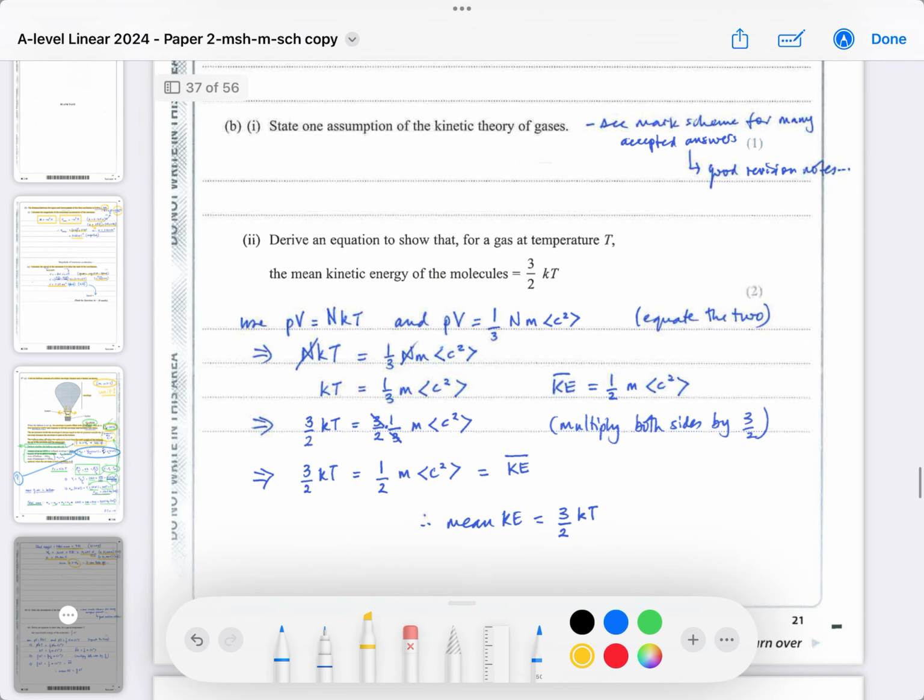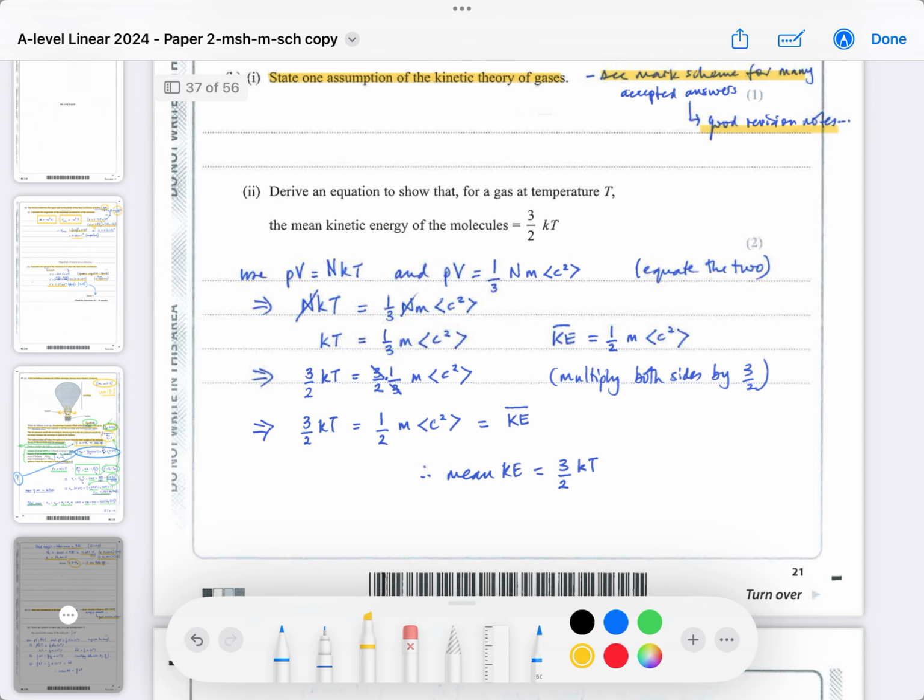Okay, it then says state one assumption of the kinetic theory of gases. You can have a look at the mark scheme because there are many accepted answers, and it's good revision notes. So we'll have a look at that afterwards. Okay, and then it's now a derivation.